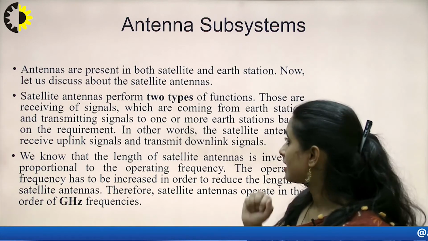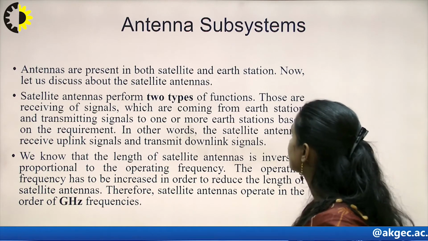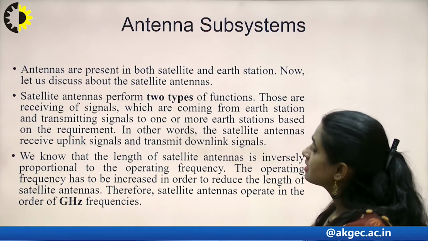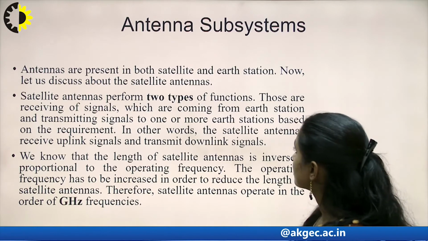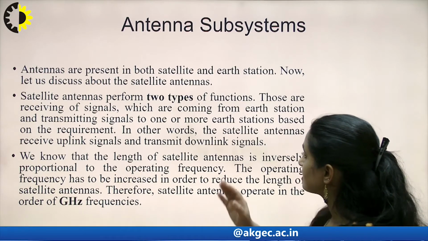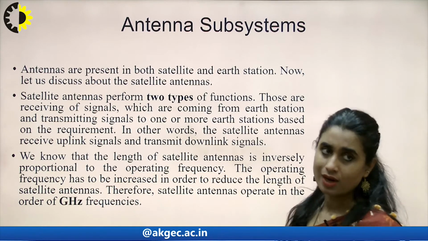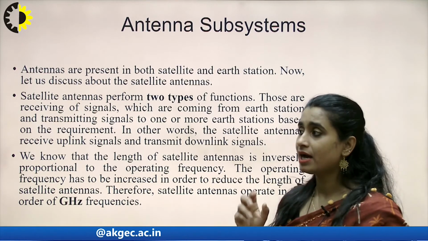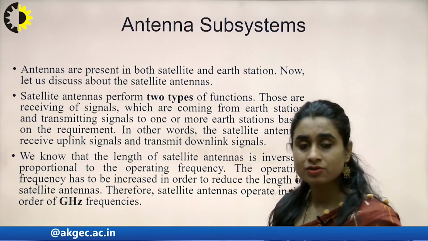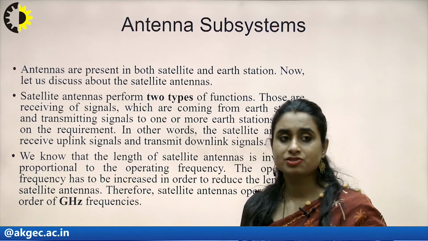Satellite antennas perform two types of function: receiving signals coming from the earth station, and transmitting signals to one or more earth stations. These are based on requirement, right? Satellites have a transceiver. They receive signals, they transmit signals.